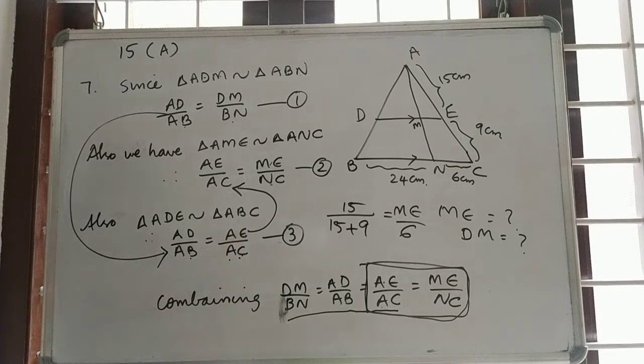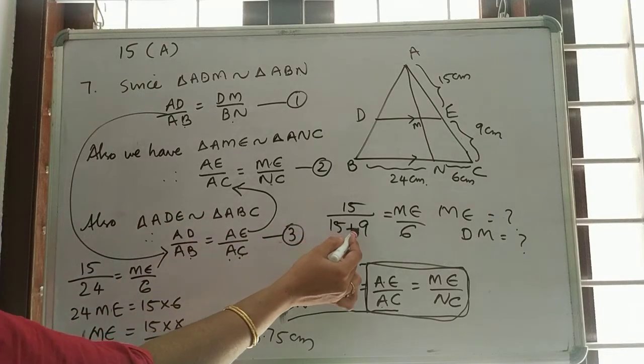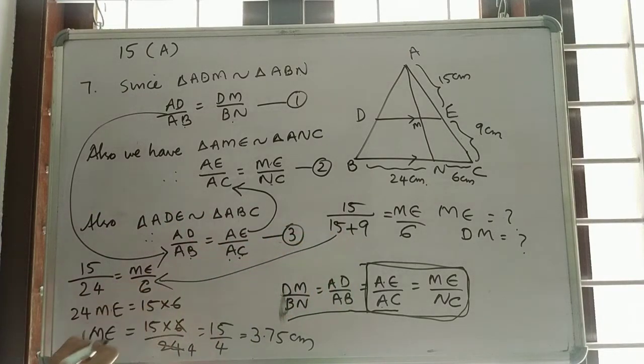So calculate that. You will get 15 divided by 15 plus 9, which is 24, is equal to ME divided by 6. So cross multiply. 24 ME is equal to 15 into 6. ME is equal to 15 into 6 divided by 24. 6 and 24, 4 times we can cancel. So 15 divided by 4 remaining. 15 divided by 4 is 3.75. So ME is equal to 3.75. That is the length of ME we wanted to find.